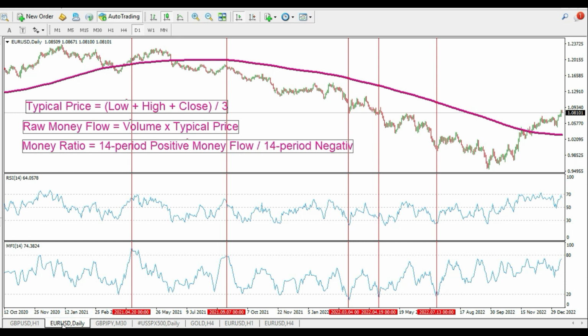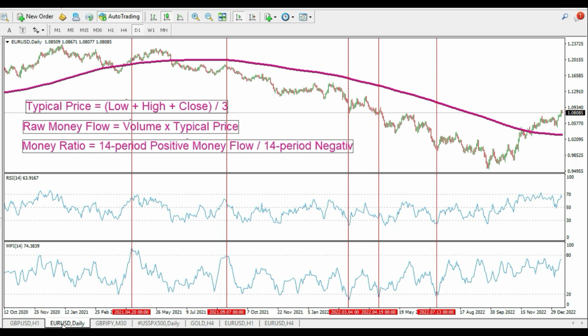So let me show how we can calculate the Money Flow Index. In the first step, the algorithm in the MetaTrader platform calculates the typical price. You just sum the low, high and close price, and then divide by 3. After that, you calculate the raw money flow by multiplying volume with the typical price. In the next step, you calculate the money ratio from the 14-period positive money flow and the 14-period negative money flow. After an easy calculation, you get on the chart a histogram very similar to the Relative Strength Index.